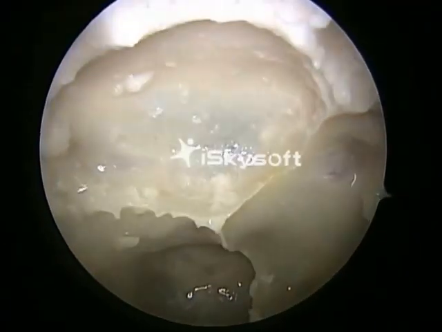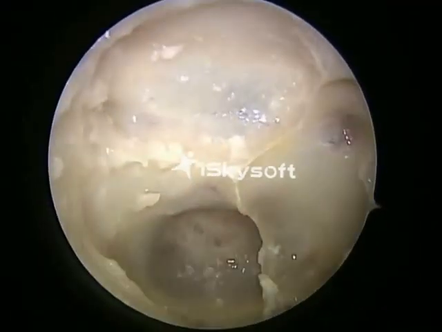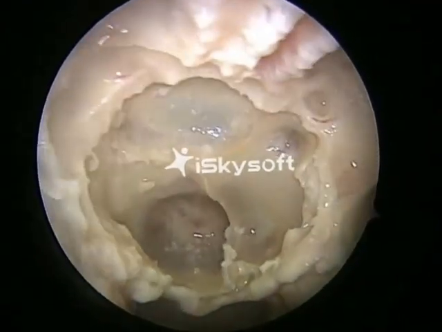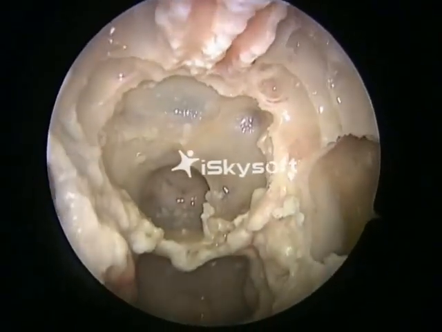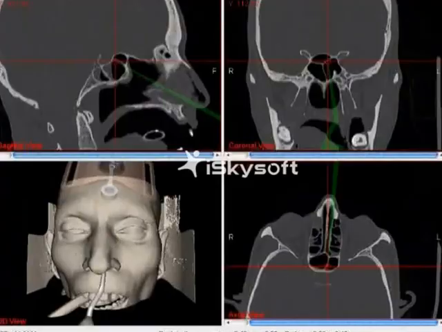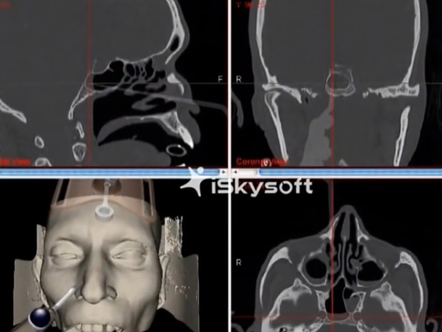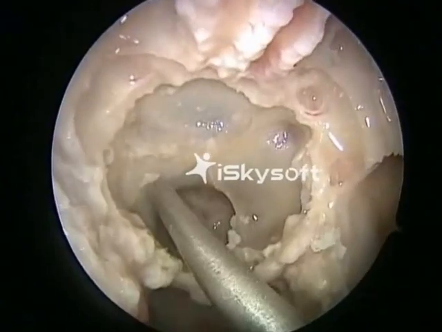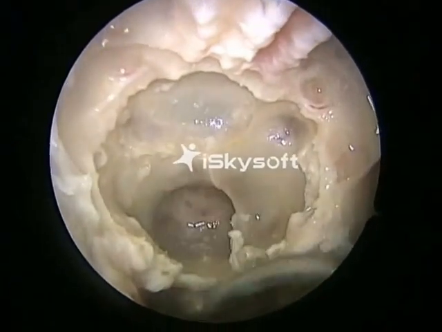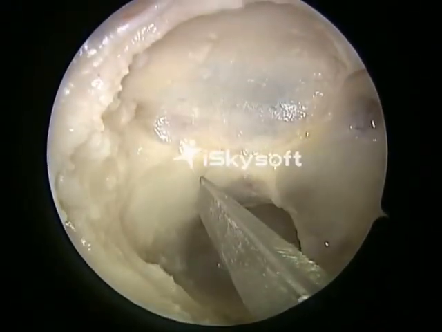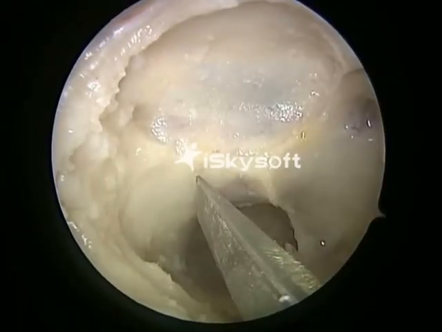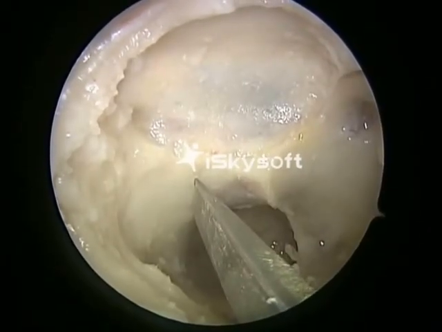That's the sphenoid sinus, the sella. The bluish hue is the superior intercavernous sinus. Now you can see the navigation pictures, and that's the clivus, the pointer, the hairline on the clivus. Now we start the trans-sellar approach.